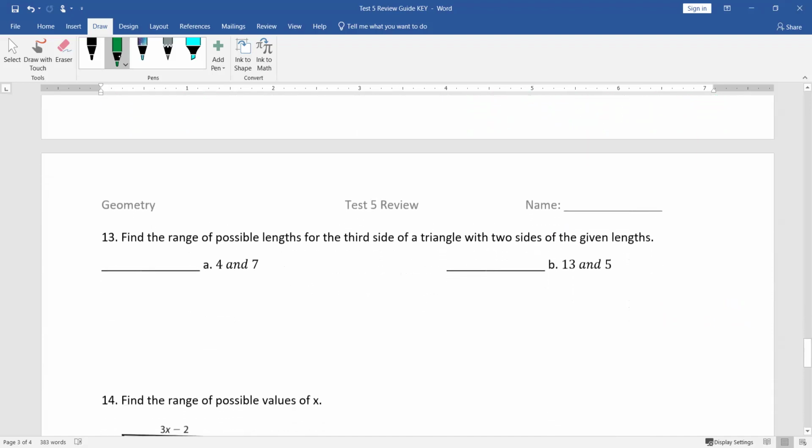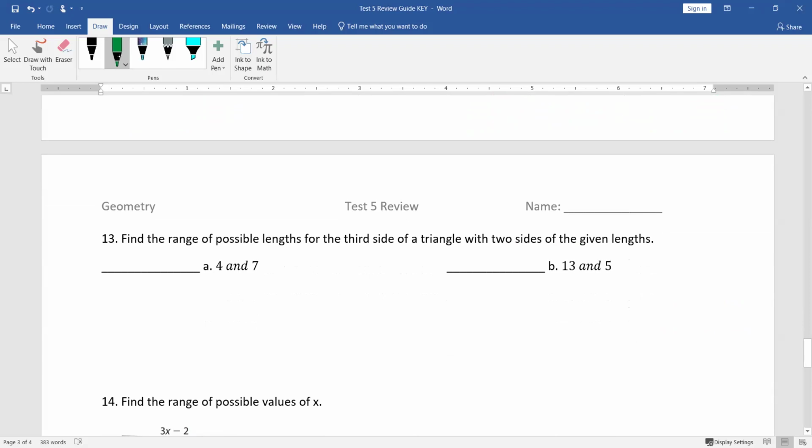All right, find the range of possible lengths for the third side of a triangle with two sides of the given length. I always just draw a triangle. You don't have to necessarily. We're just using the same formula we just did before, but I like to have the picture here. I'm going to draw myself a little triangle. This one's 4, this one's 7. I don't know what this guy is. So we write two different inequalities because we need a range. That side can be as short as one length or as long as the other. And that's the range that it can be.